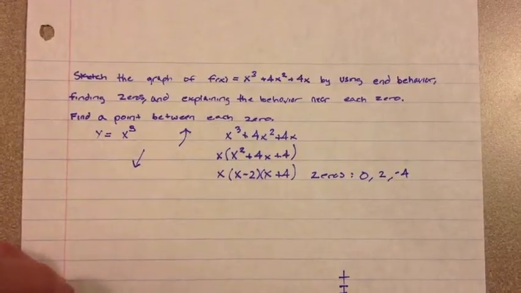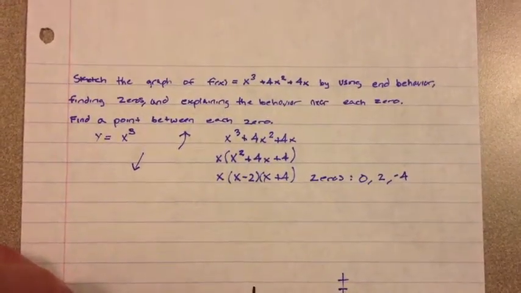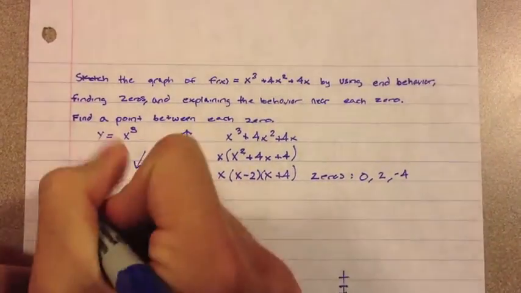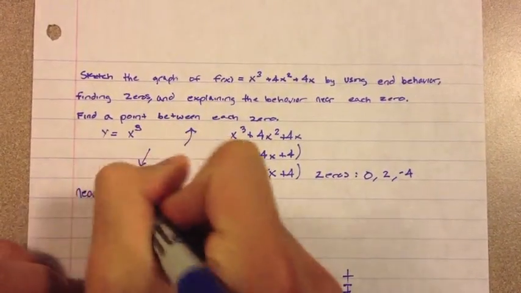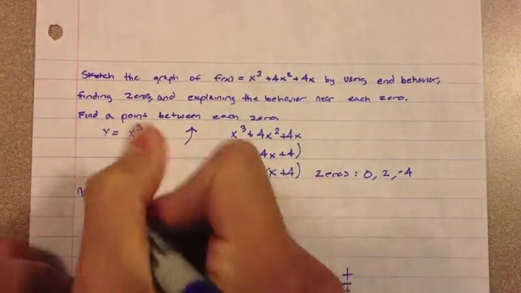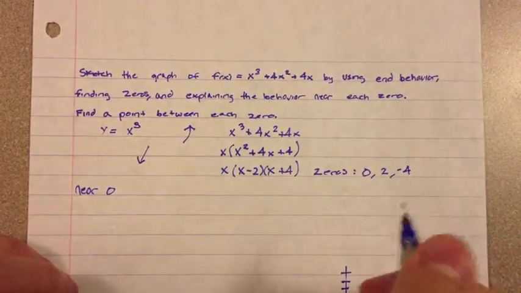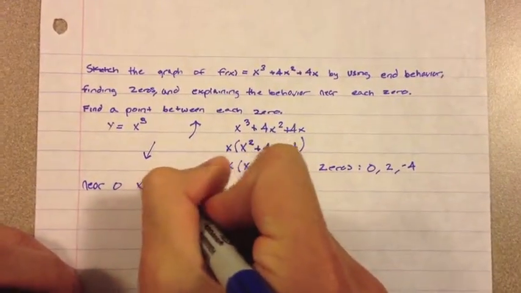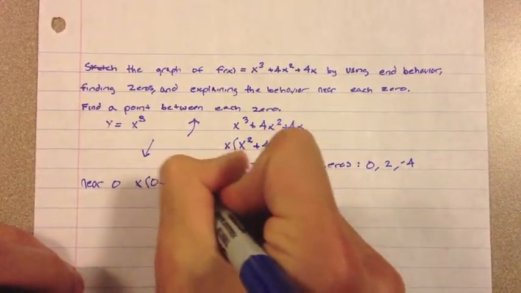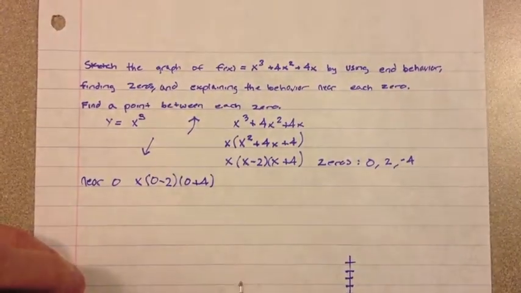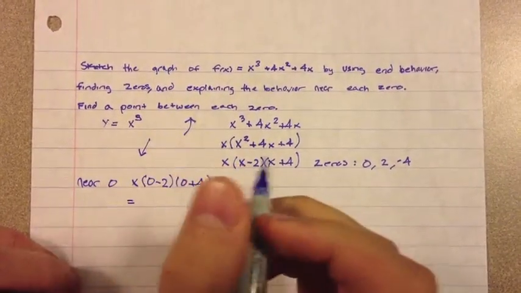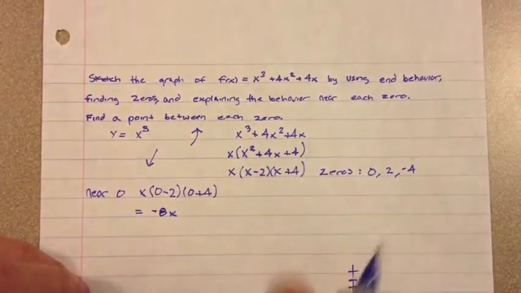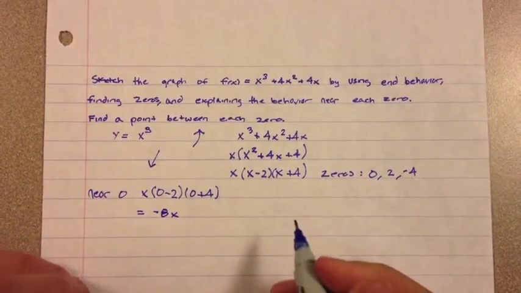And then to find the behavior near each zero, what you do is plug in 0. You plug it into each factor except its own factor. So 0 minus 2, 0 plus 4. And then the behavior near 0 is negative 8x. So the line will cross through there.